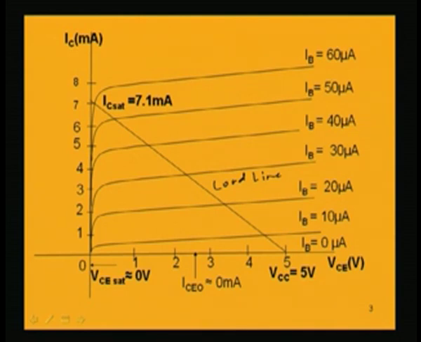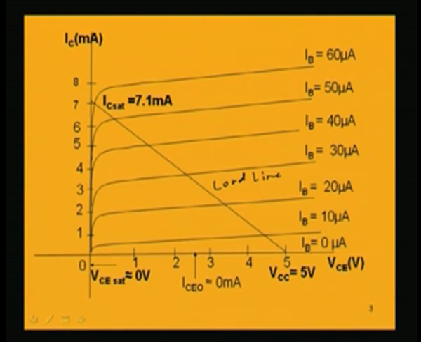Base current is from 0 onwards. So, we are plotting for IB equal to 0, for IB equal to 10 microampere, 20 microampere, like that, and the values of IC in milliampere are on the y axis. Now, the saturation voltage VCE sat is almost equal to 0, that is assumed here.